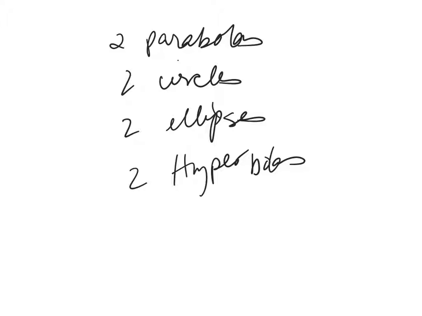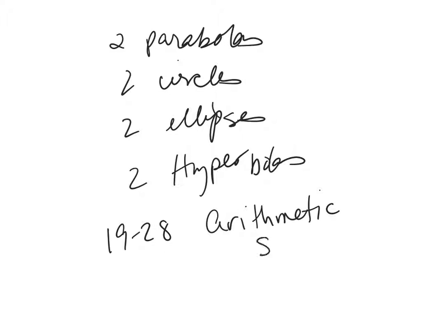So 19, let's see where the arithmetic ends. Numbers 19 to 28 is arithmetic series and sequences. And it's just like in the review packet. You're going to be doing all of those things. Make sure you know when it's the sum and what they're asking. Make sure you're answering the question.